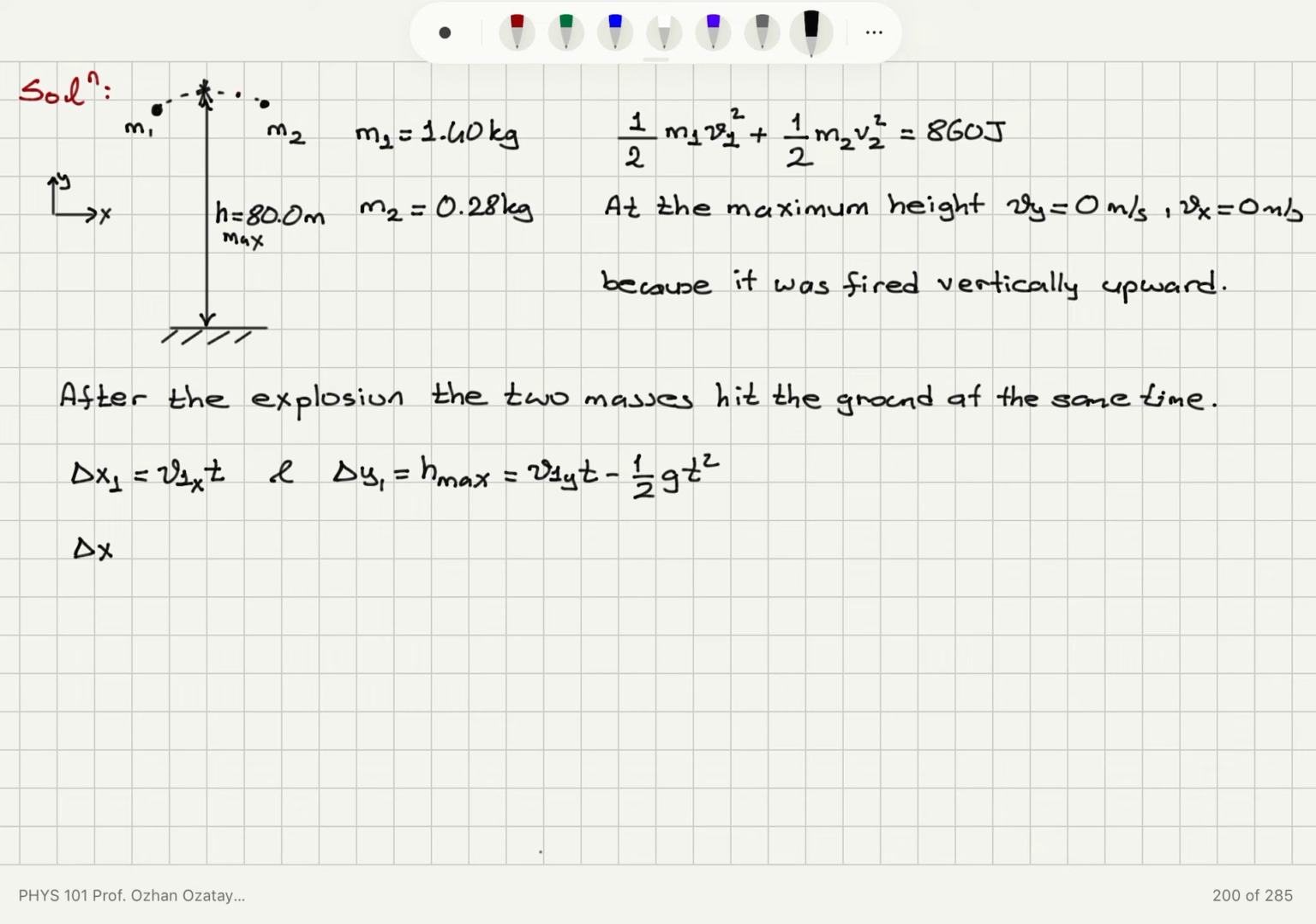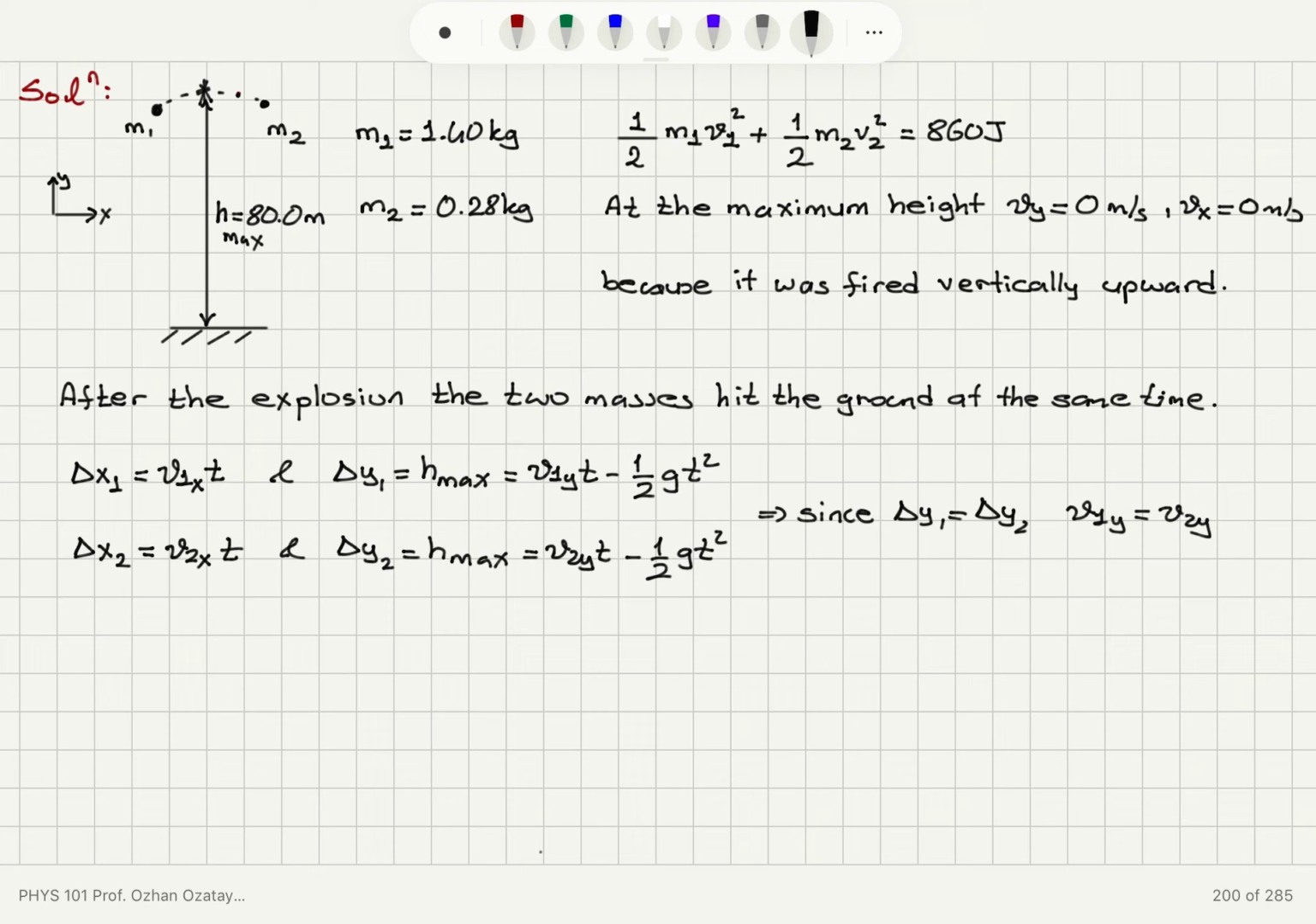The distance traveled on the x-axis for the second fragment will be its x component of velocity times t, and the distance traveled on the y-axis is h max, which is equal to v2y t minus 1/2 g t squared. And we know that they're both hitting the ground. Delta y1 is equal to delta y2, and they hit the ground at the same time. So v1y and v2y should be the same.